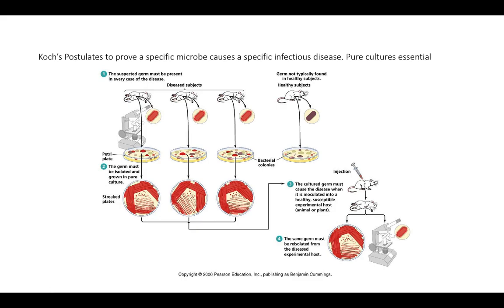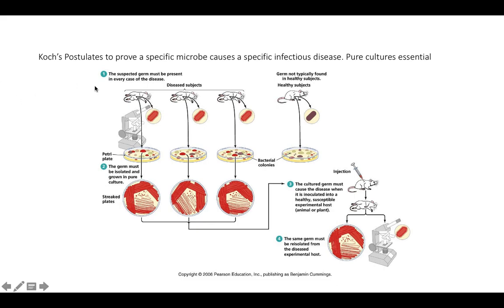So Koch's lab, in using agar and agar plates, could guarantee they were working with pure cultures, which is essential to prove the germ theory of disease. Pasteur's lab was only working with broths, and thus they could never absolutely guarantee they had pure cultures. Okay, so then Koch developed 4 postulates to prove a specific microbe causes a specific infectious disease. So to prove that germ X causes infectious disease X, you have to fulfill these 4 steps or 4 postulates.